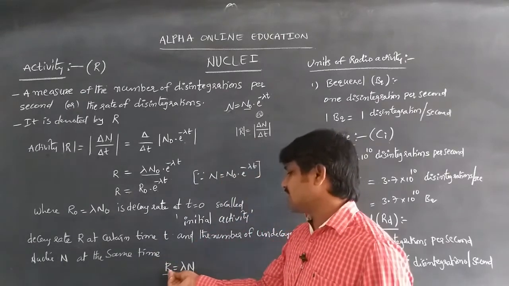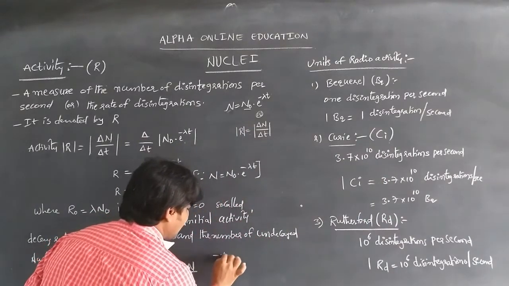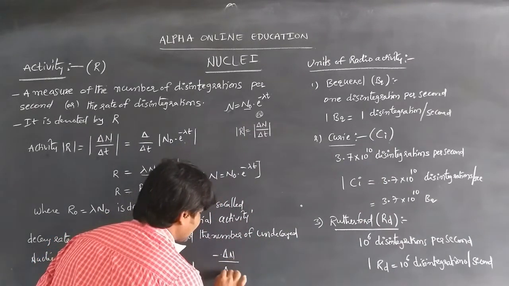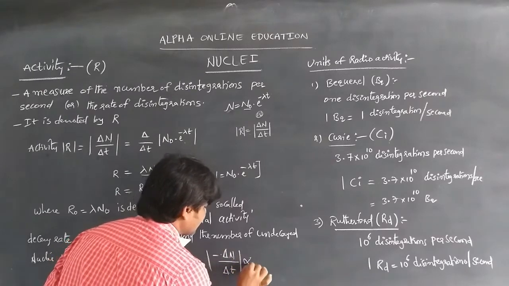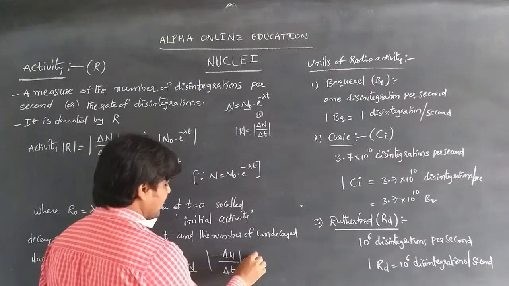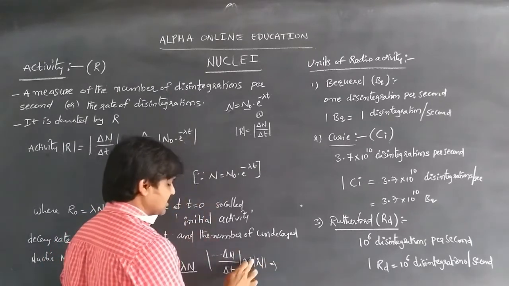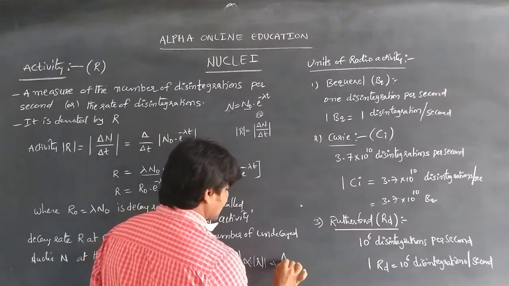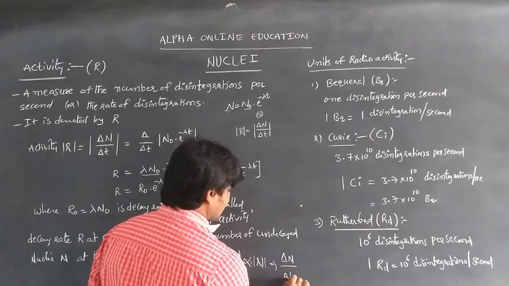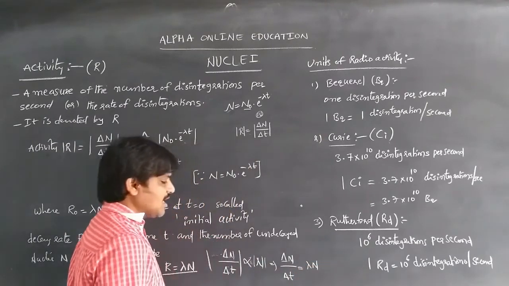So we can say that R is equal to lambda n, because we know that minus delta n by delta t is proportional to n. By removing the proportionality sign and introducing the proportionality constant lambda, the decay constant, we get delta n by delta t equals lambda n.